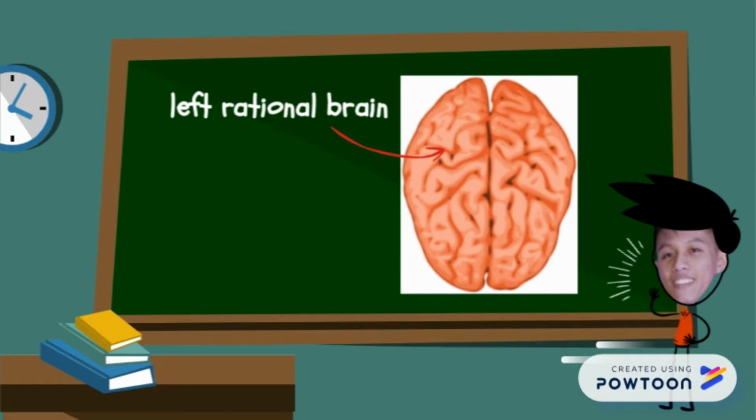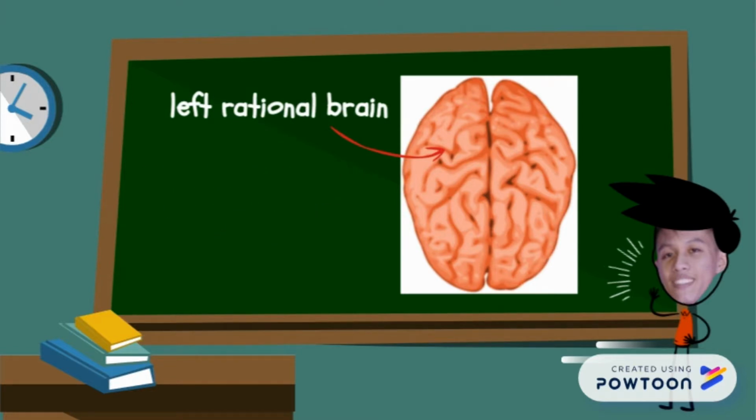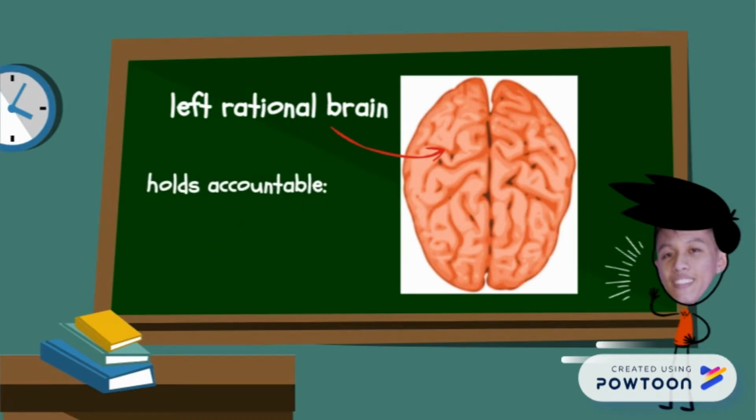A person is a self-actualizing leader when he or she uses a structured, disciplined approach without being rigid. This type of leader may empathize with the needs and feelings of others. They listen to the feedback of others and hold themselves accountable for their self-development and behavior.